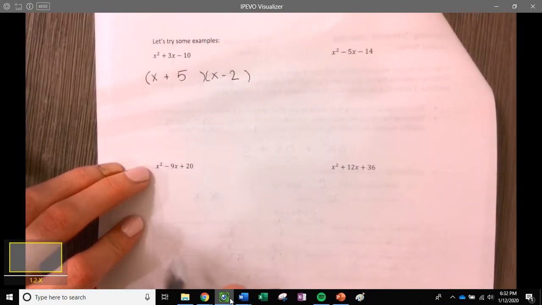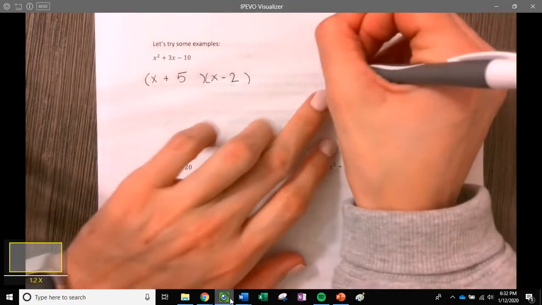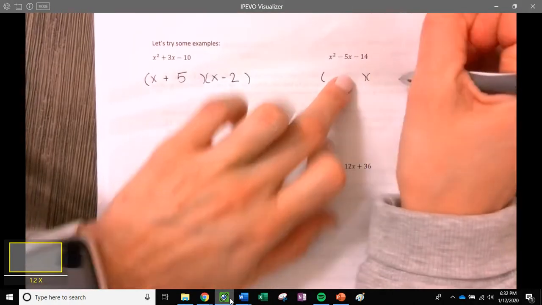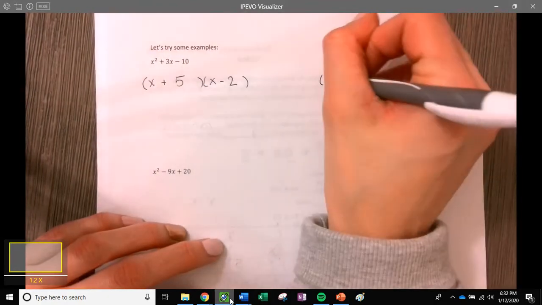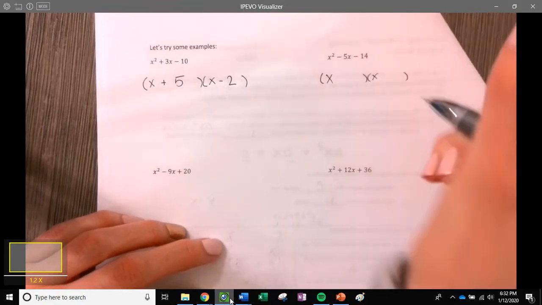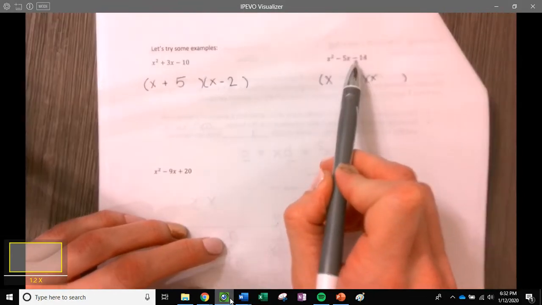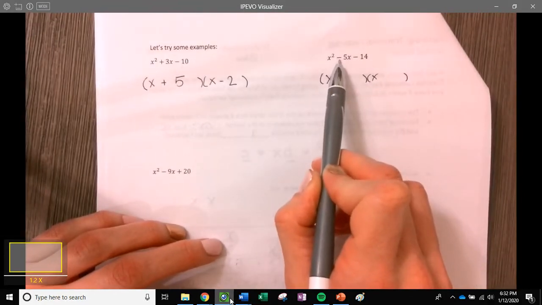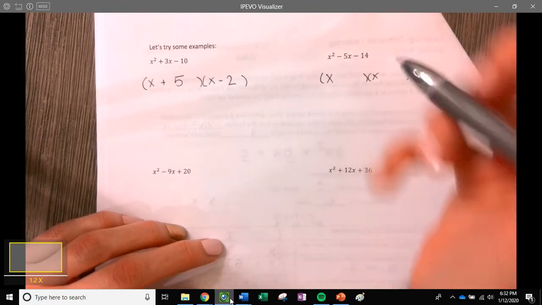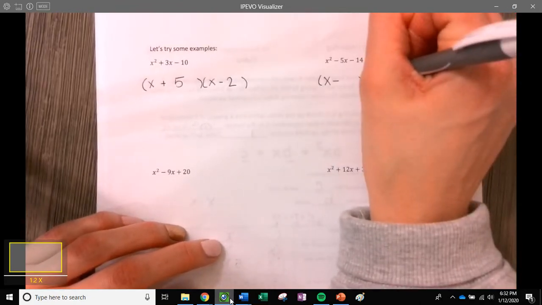Okay? Let's try another one. I'm going to make my parentheses and consider my signs. Sorry, I left the staple in here and it was proving to be the wrong move. All right, here's an x and here's an x. I've got a subtraction sign, which means my signs will be different. And it's a subtraction sign in front of B, which means the bigger number will get the minus.